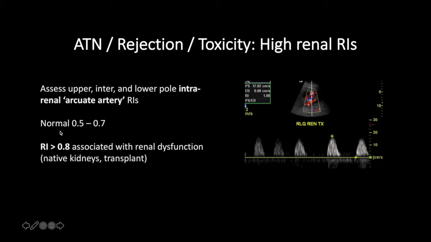If it's over 0.8, that's associated with some sort of renal dysfunction in native kidneys and in transplant kidneys. So when you have a transplant kidney, we always look at RIs in the upper, inter, and lower poles, and we interrogate and follow the resistive indices over time. And so this example here, you can see the kidney parenchyma, so this is an arcuate artery. You're actually interrogating over where the kidney parenchyma is. This is an extremely high resistance waveform. You can see there's no, or even potentially negative, but no end diastolic velocity or diastolic flow in the positive direction. So this is an RI of about 1.